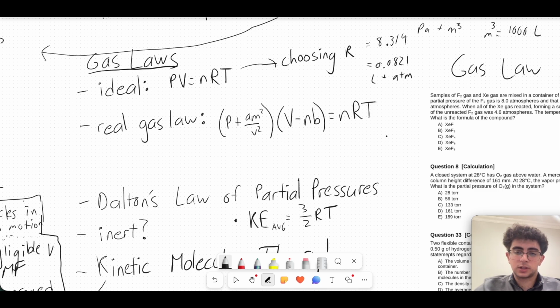And for pascals, it's 101,325 pascals per ATM. For the real gas law, we'll get back to it.